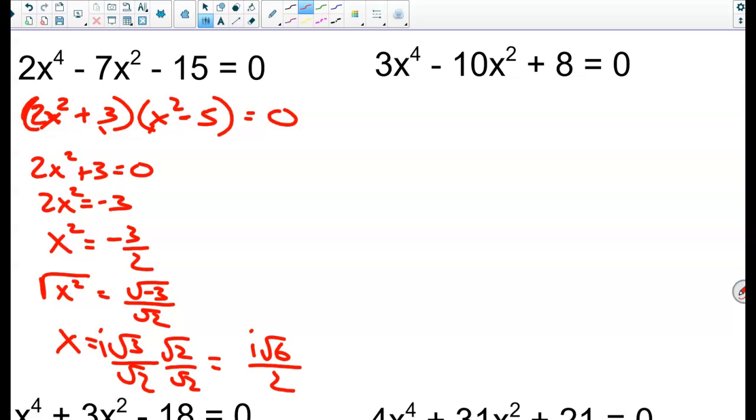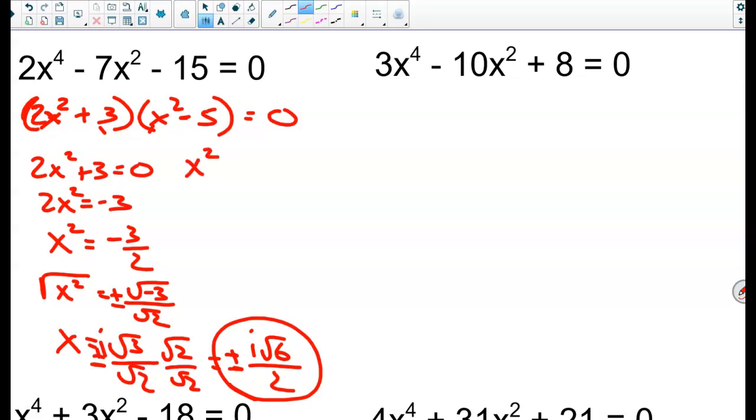And since it's an x squared, every single time we take the square root of something, it's plus minus. The answer here is plus minus. Those are 2 of your answers. Okay? So we do have to rationalize that denominator.